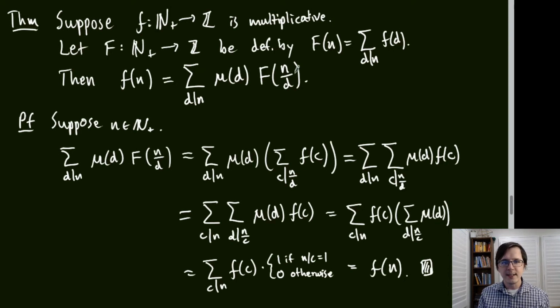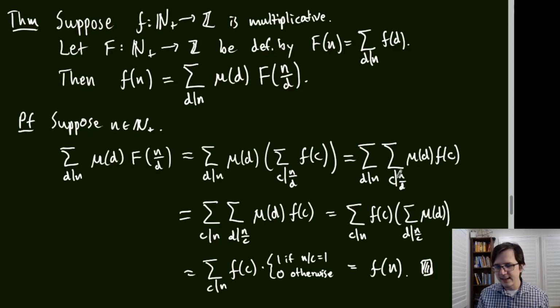And big F is defined by a sum itself, so let's just substitute that in. And it's being evaluated at n over d. So it's the sum over all c that divides n over d of f of c. Then we can distribute mu of d into the sum. And then if we look at this, we can see that this is the sum over all d that divides n, and then c that divides n over d.